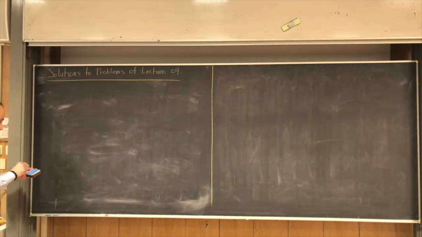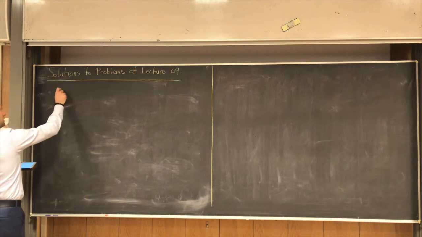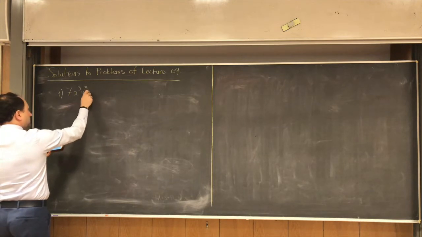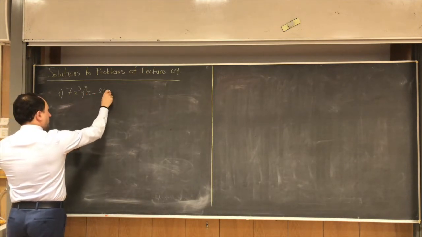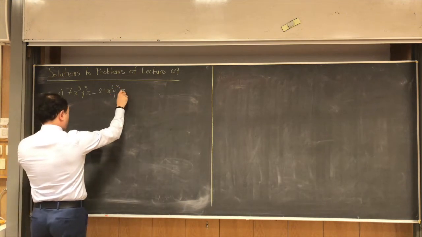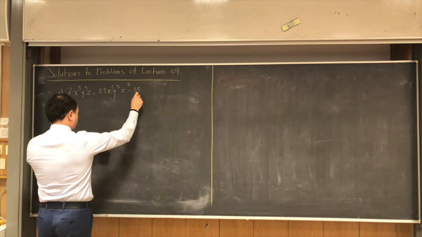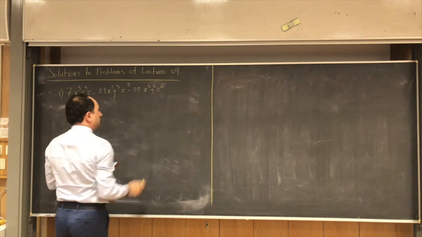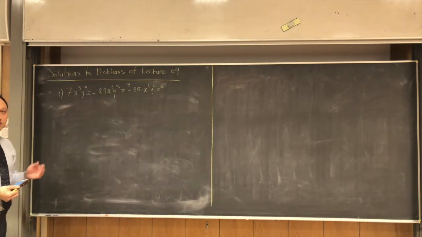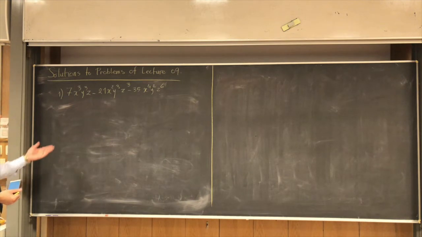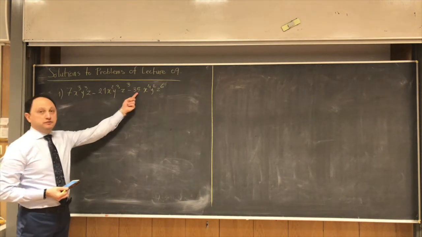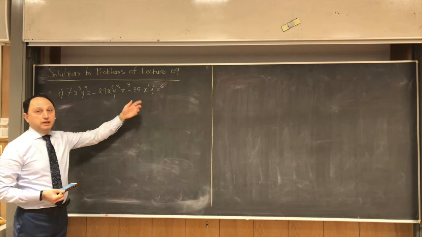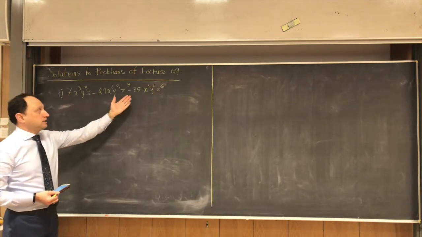So I have this expression given: 7x^3 y^3 z minus 21x^2 y^3 z^3 minus 35x^4 y^2 z^6. We want to factorize this. It's very simple. You see that 7, 21, and 35, 7 is the common factor. Between x^3, x^2, and x^4, x^2 is the common factor, and exactly for the other variables.